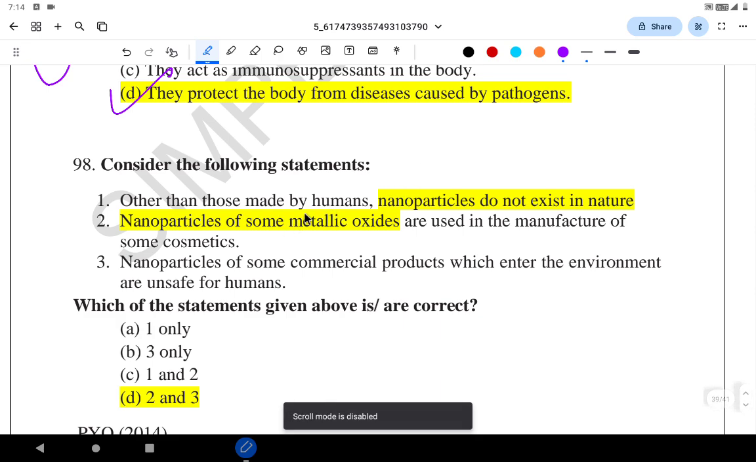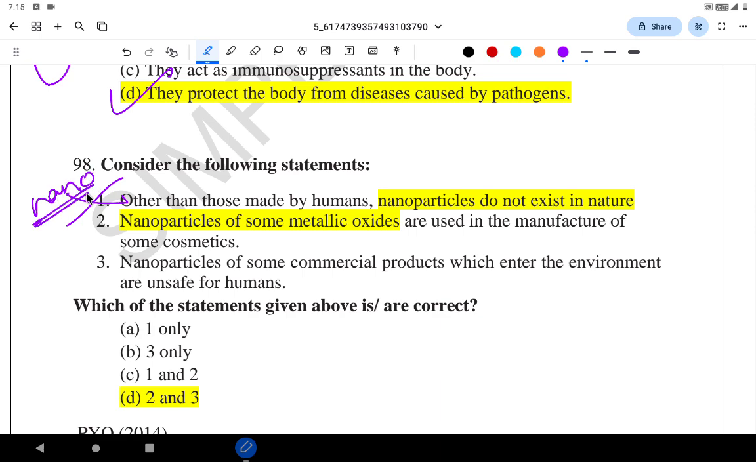Other than those made by the humans, nanoparticles do not exist in nature. Extreme statement. Wrong. See, if you take iron oxides and manganese oxides or silver oxides, they are nanoparticles. There are few viruses which are known to be so small that they are also considered as nanoparticles.